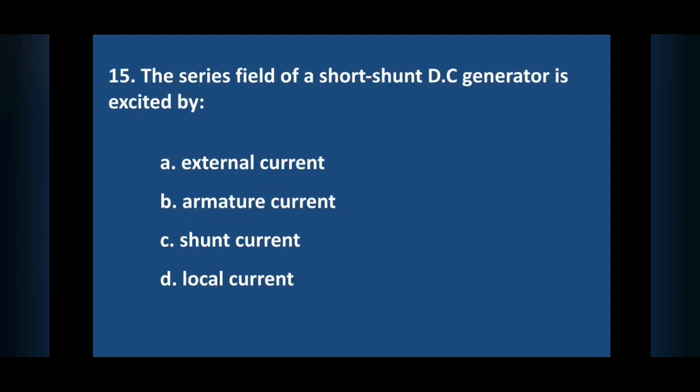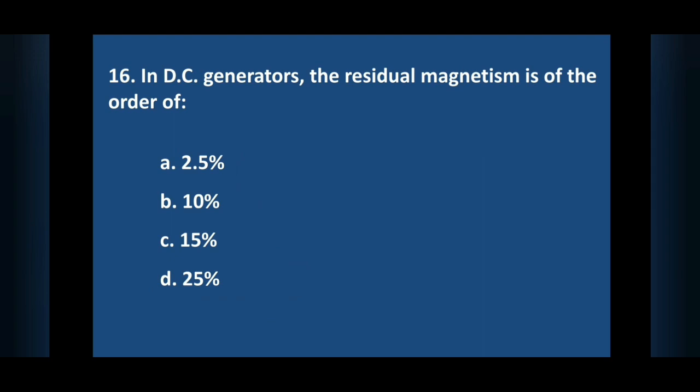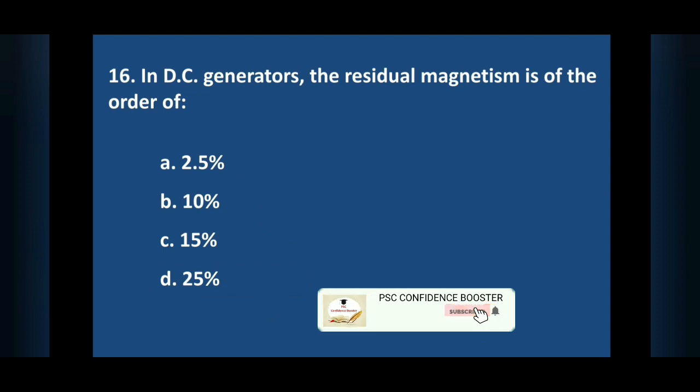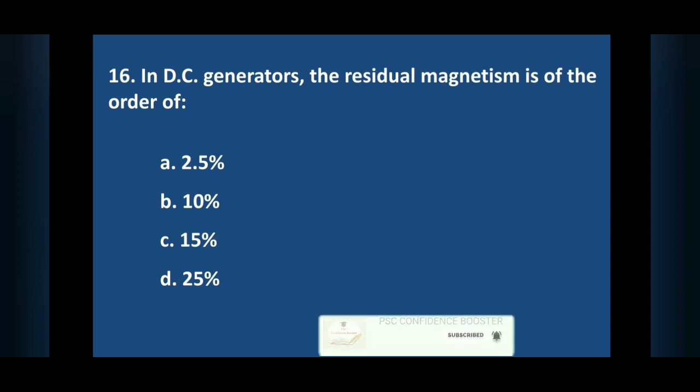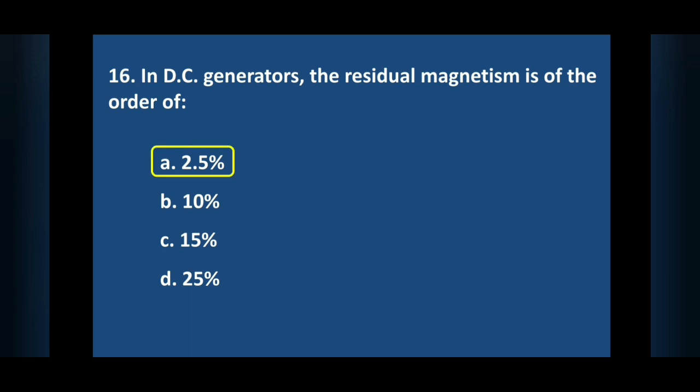Question number 15. The series field of a short shunt DC generator is excited by. Answer is option D. Local current. Question number 16. In DC generators, the residual magnetism is of the order of? Answer is option A, 2.5%.